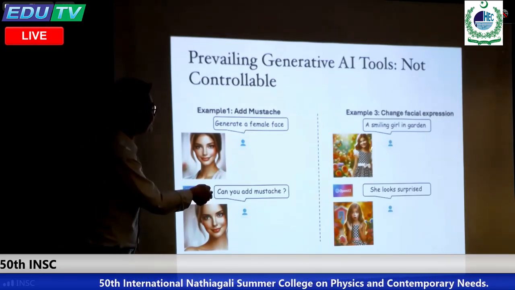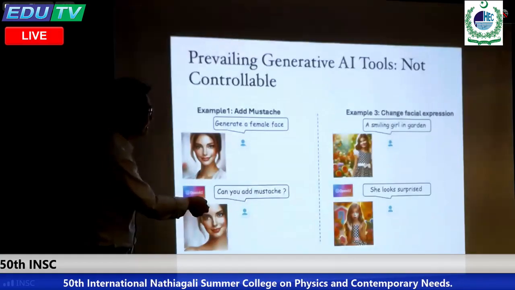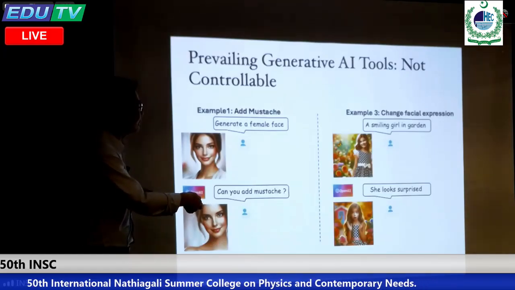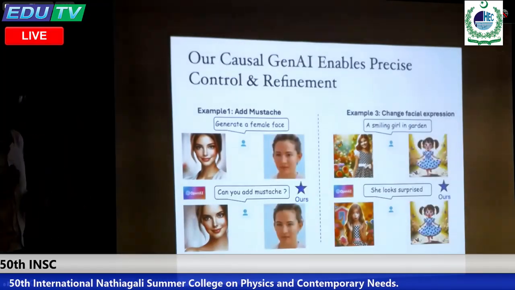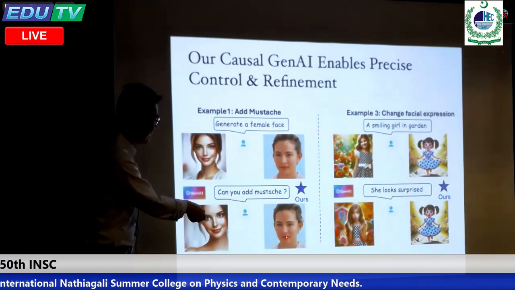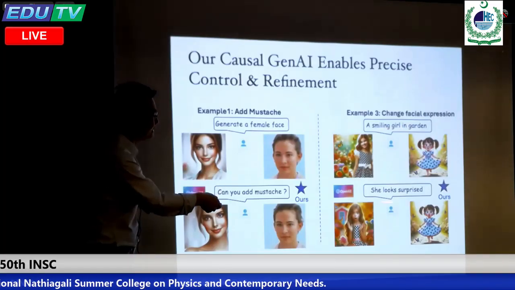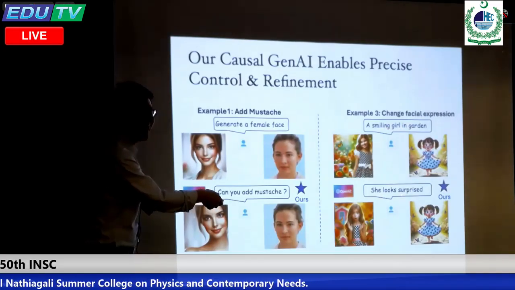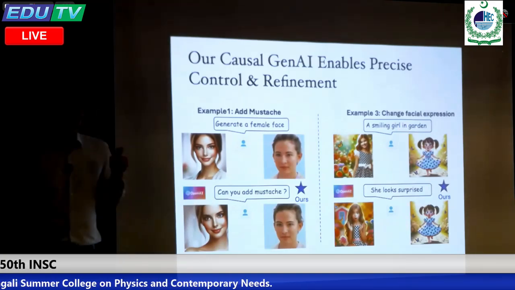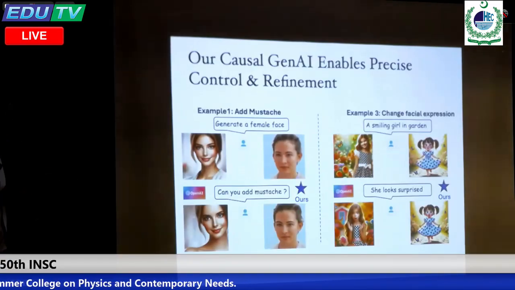Okay, and similarly here, if you try to do the editing to just make the girl look surprised, then with this platform you can see everything becomes different, right? And with our platform based on causality, now you can see, yes, you can generate an image, a female face, and then you can just add a mustache, and you can generate a picture of a smiling girl in a garden, and then you can just change the facial expression right here. So basically, with causality or with some causal principles, we can really go to the level of concepts and make necessary changes in a very controllable way.